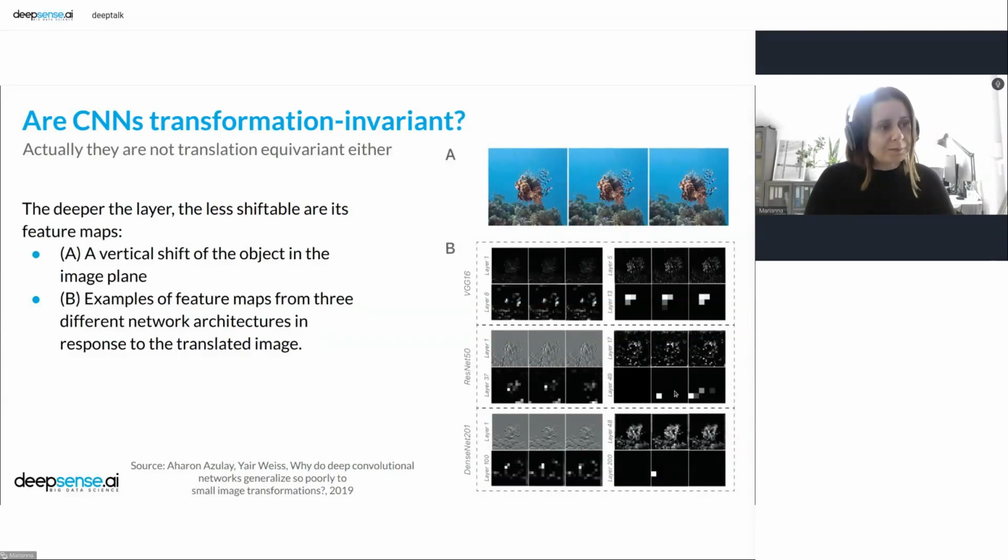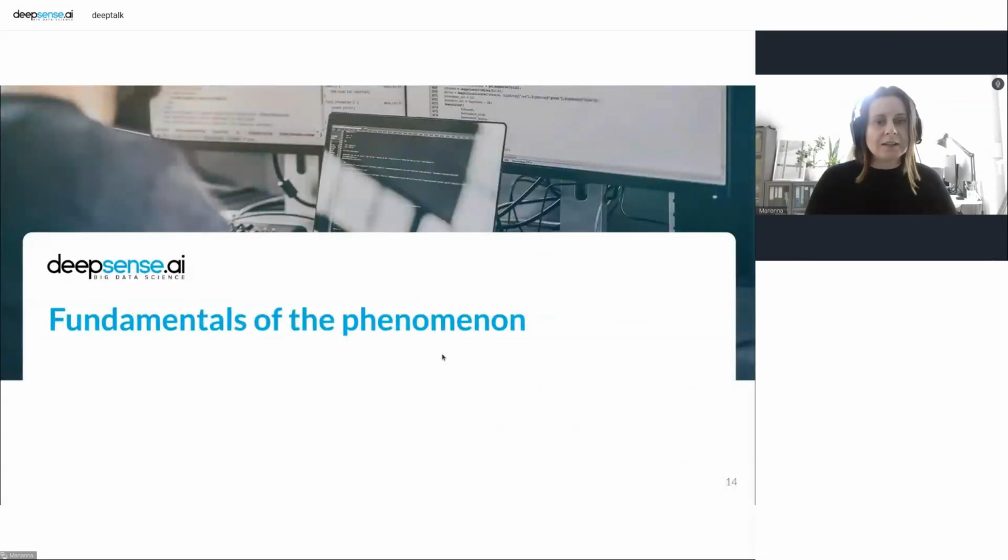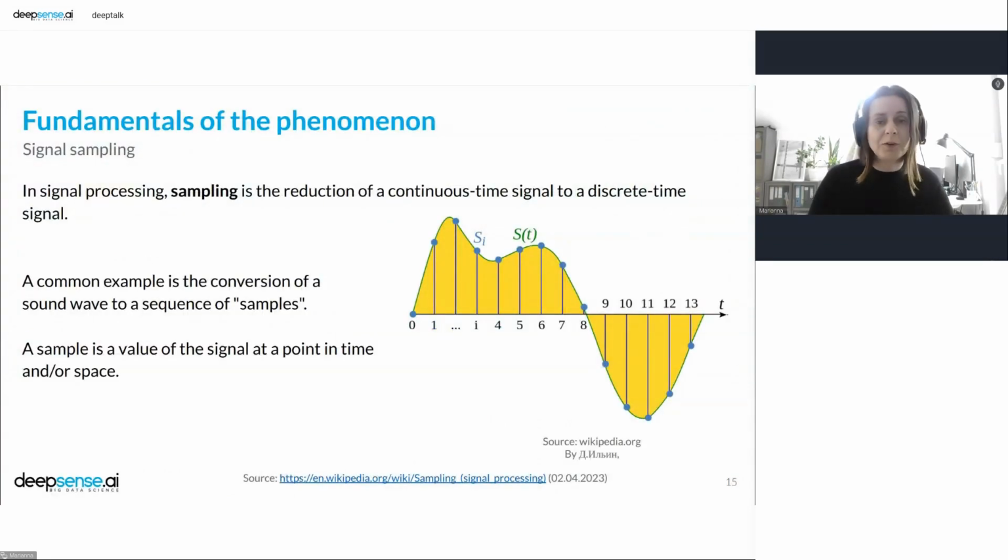And feature maps differ. And the differences are the greater, the more layers the image has gone through. Now I will try to explain why this is happening. Before we go any further, we need to briefly introduce some definitions from signal theory.